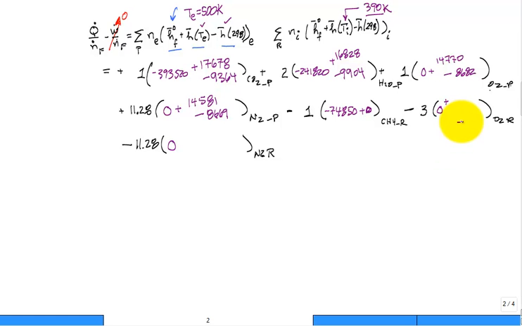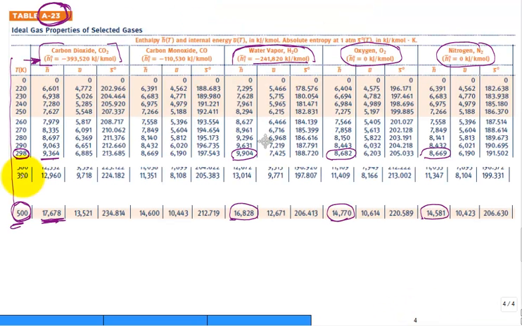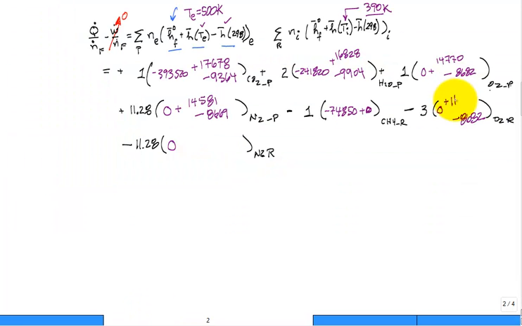Well, we already know the value at 298 for the oxygen: minus 8,682. We just have to look up the value at 390. So here's the line for a temperature of 390. We need the oxygen, so we need this value, 11,409. So plus 11,409, then you subtract 8,682.